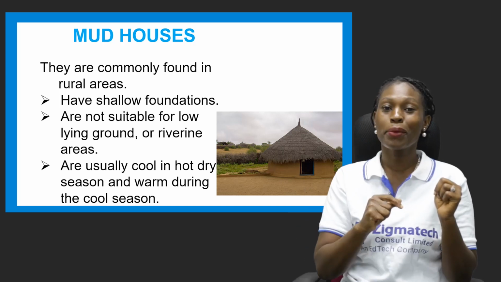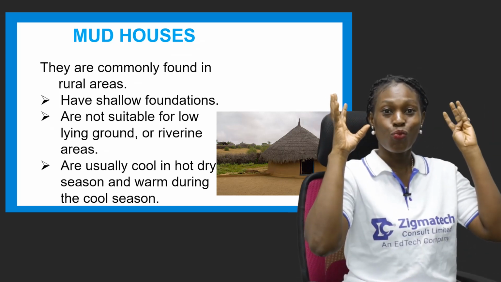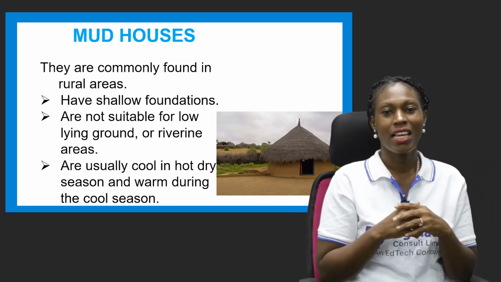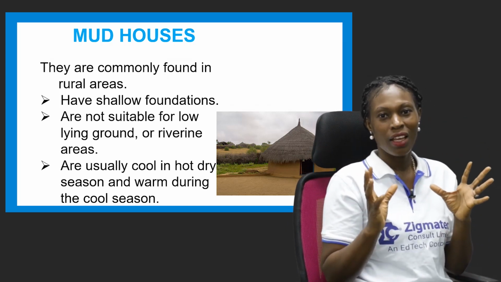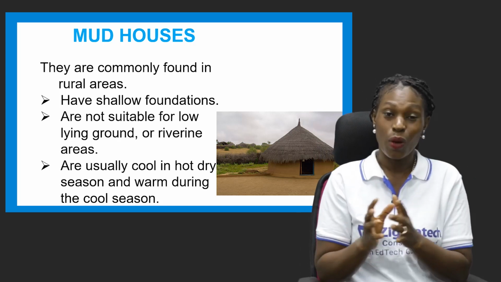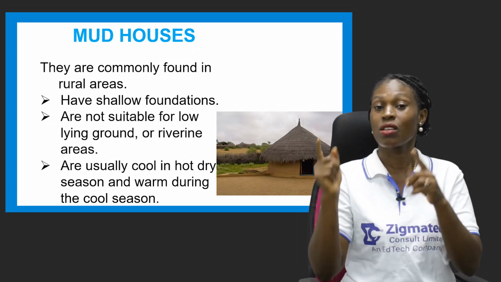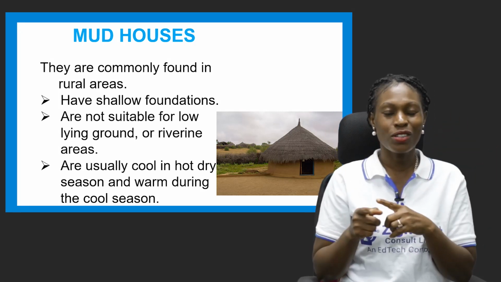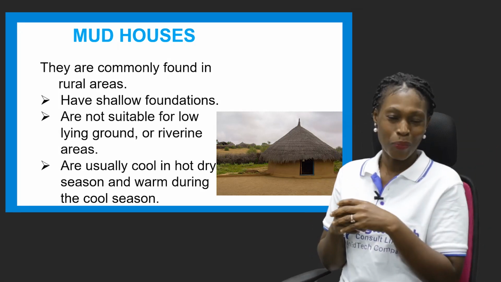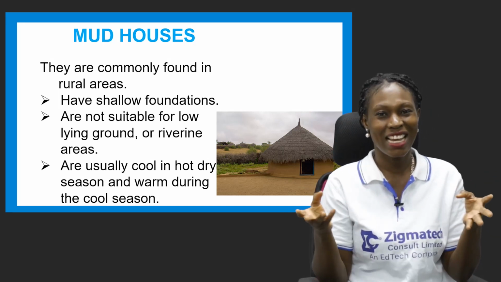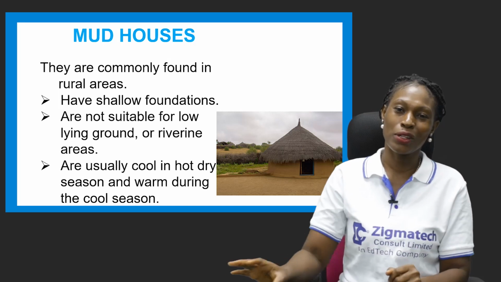Now the same thing happens when the weather is so cold. It does what? It feels warm when you go in. So when it is cold, you go in, you feel warm. When it is hot out and you go in, you do what? You feel cool. These are some of the houses that our great-grandparents stayed in before we had the modern houses.